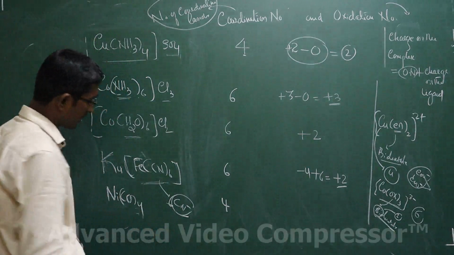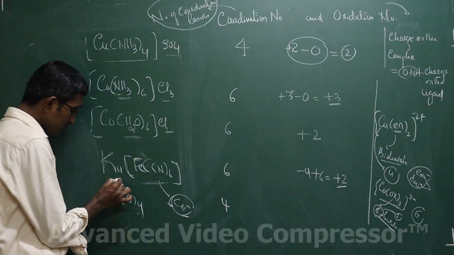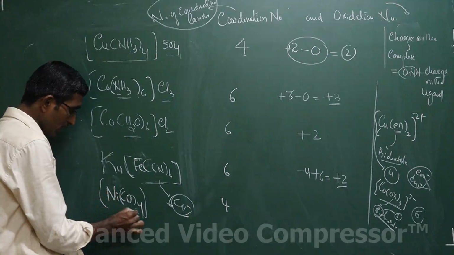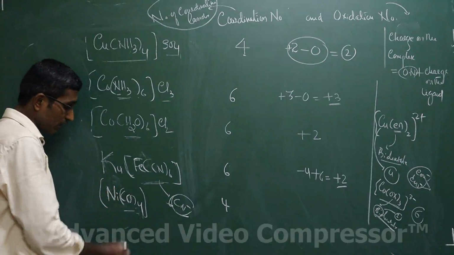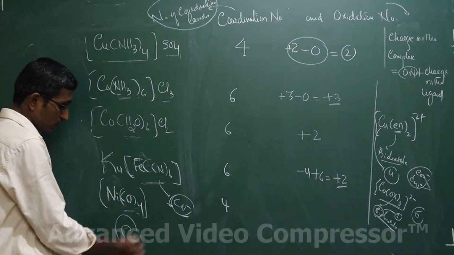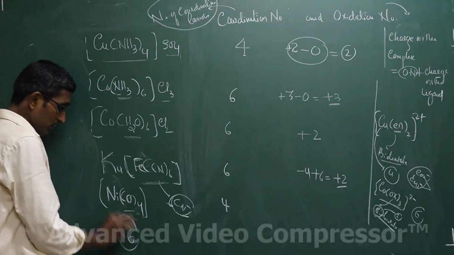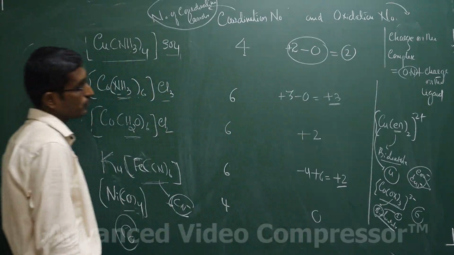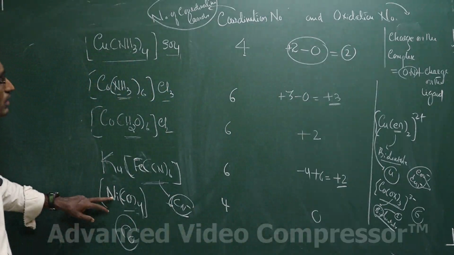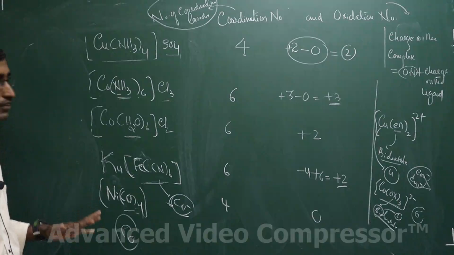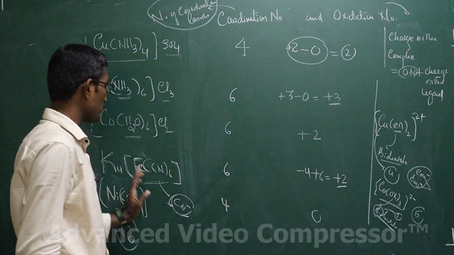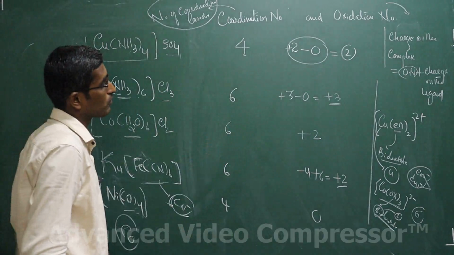Whereas for nickel tetracarbonyl, the charge on the complex ion is 0 because there is no counter ion. CO is a neutral ligand. That means nickel is in the 0 oxidation state. They may ask you what is the oxidation state of nickel in nickel tetracarbonyl, it is 0. What is the oxidation state of iron in potassium ferrocyanide? It is plus 2, and so on and so forth.